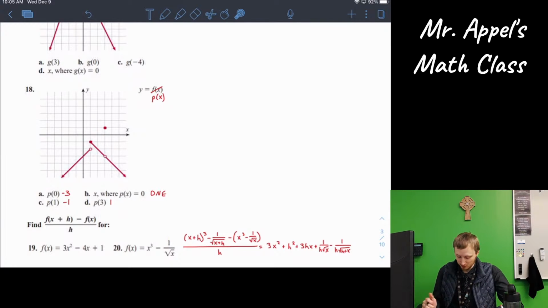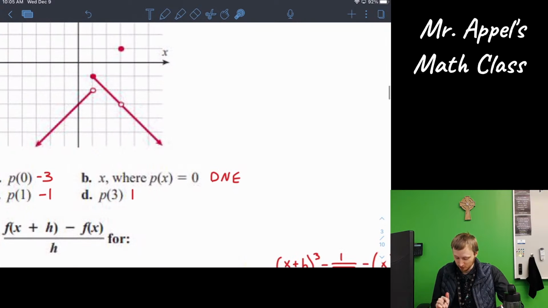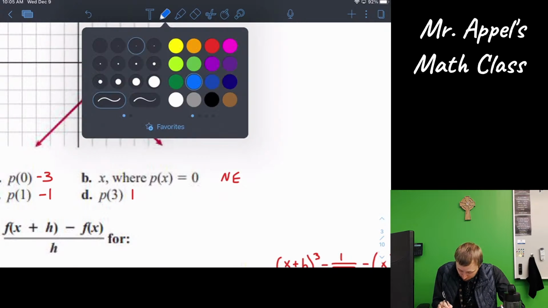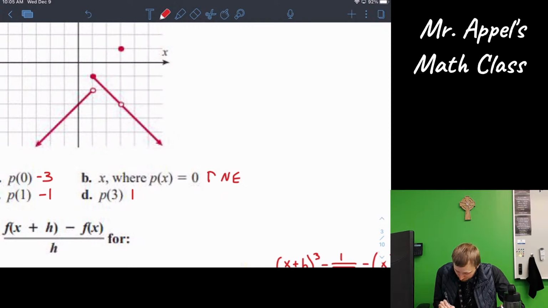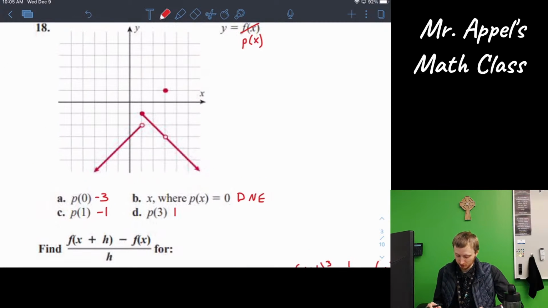b is not 1. That's a d. Does not exist. There is no part of this function where the function equals 0. It never crosses the x-axis.